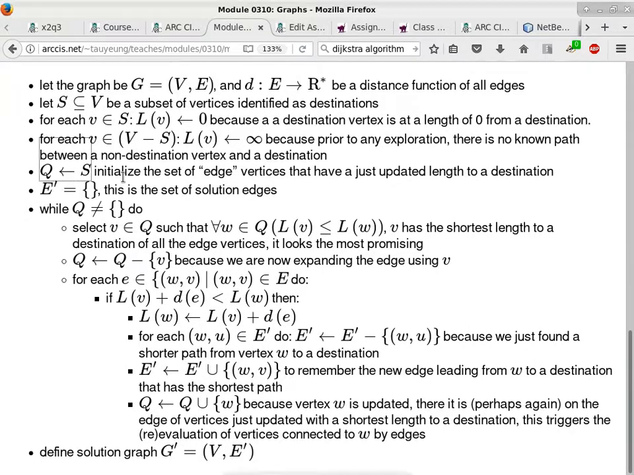Is that okay? So we put everything in the destination set into Q initially, because we start with those. Is that okay? Yes? Okay.